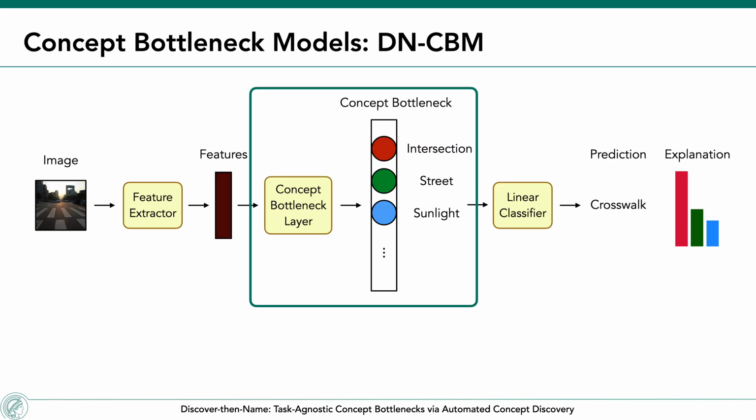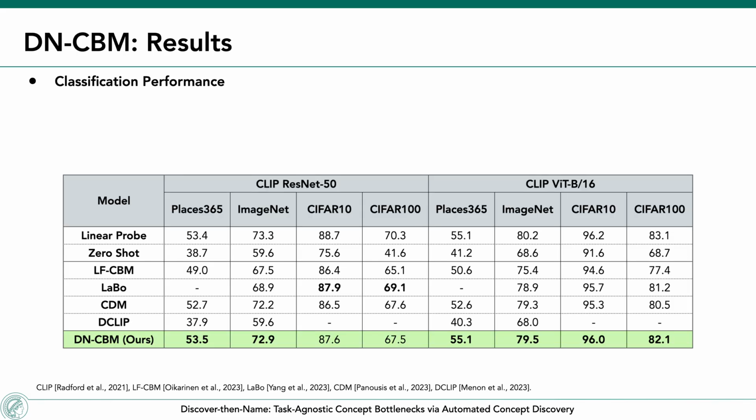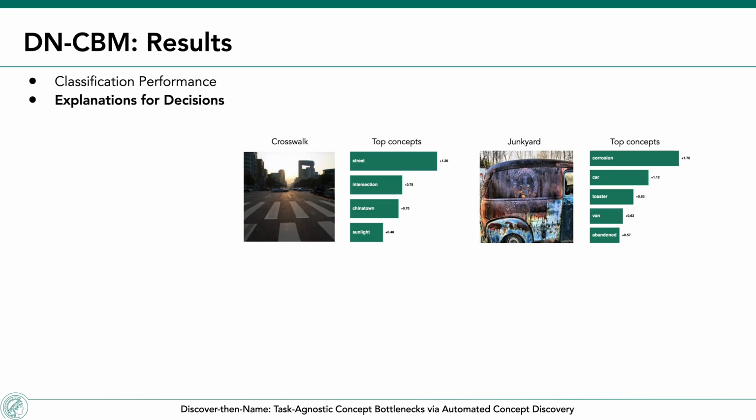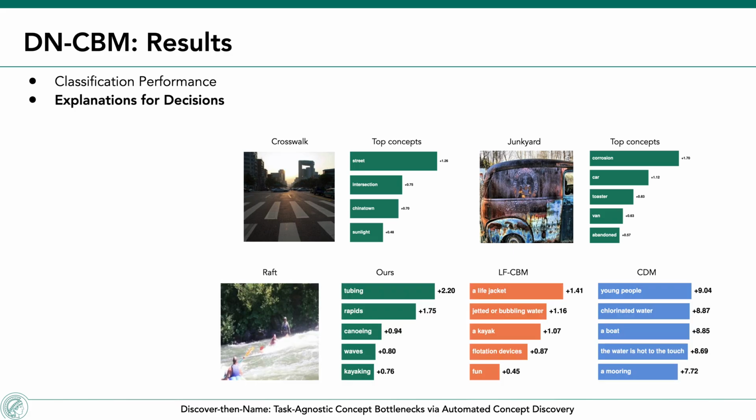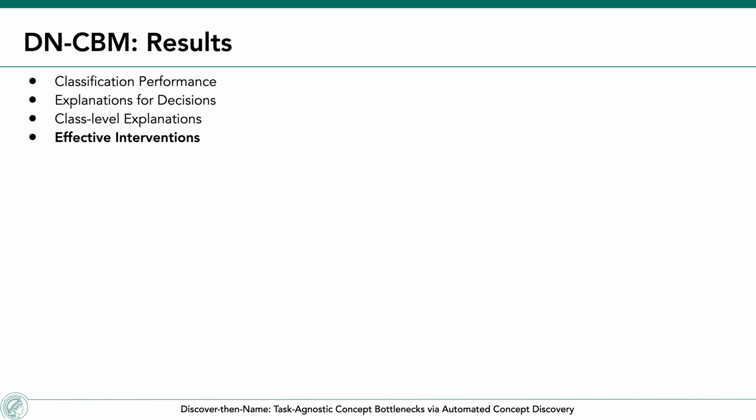Now that we have our concept bottleneck, we use it to construct a concept bottleneck model, which we call DN-CBM. Let's look at how it performs. In terms of classification performance, DN-CBM performs competitively to prior work. It also provides granular explanations for model decisions that are comparable to prior work, as well as class-level explanations. Finally, we find DN-CBM to be amenable to test time interventions.